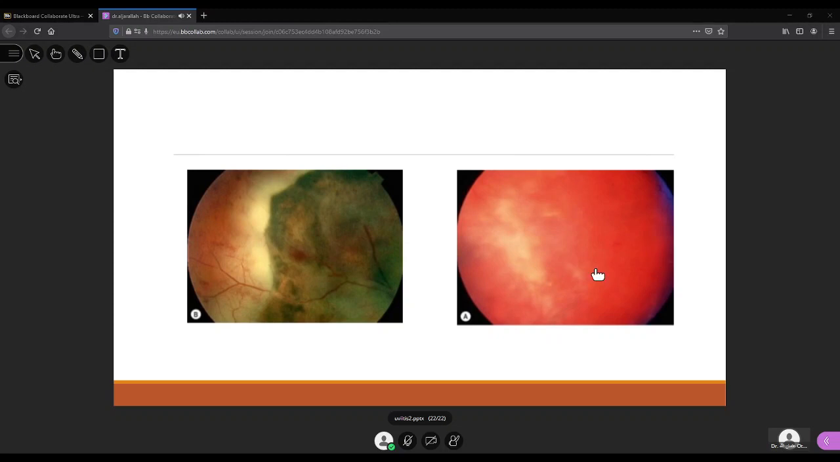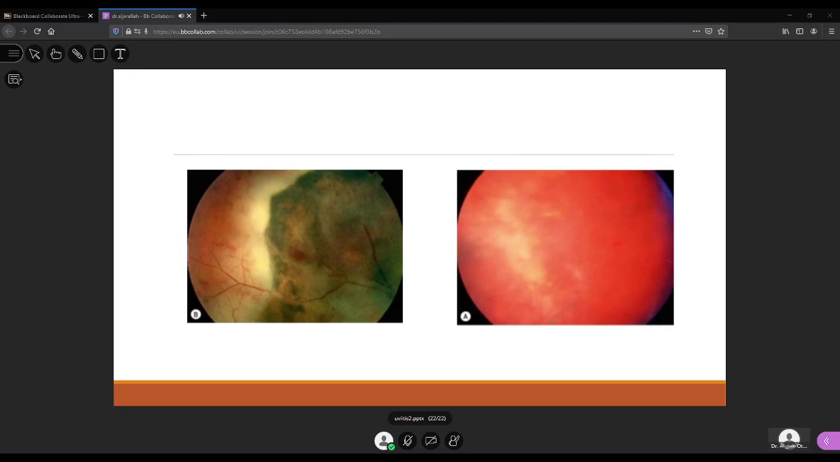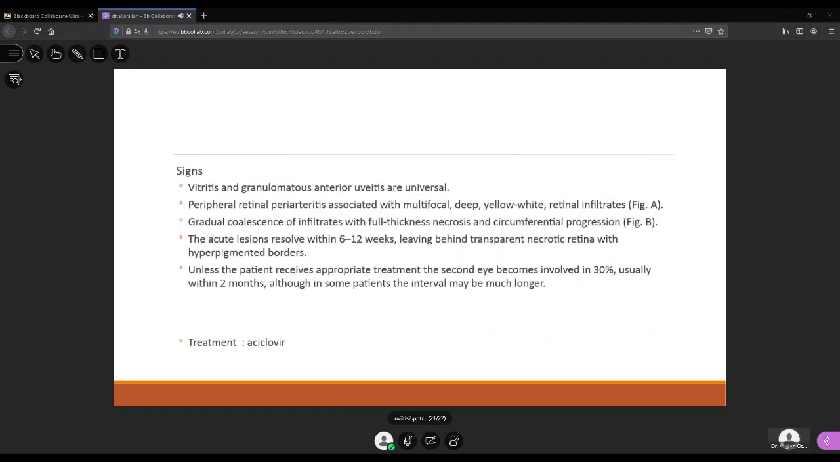Here you can see vitritis, and here the retina is white, it's called retinitis. Gradual infiltrate of full thickness necrosis and circumferential progression. You can see here the retina is necrotic. All this retina is necrotic. So there is a high risk of retinal detachment in this patient.